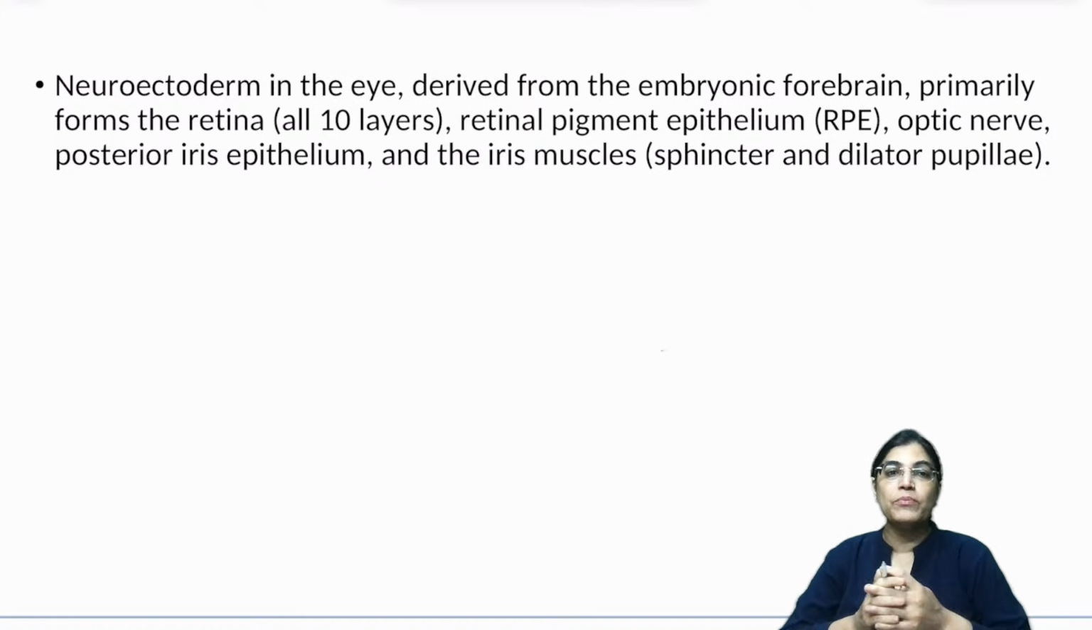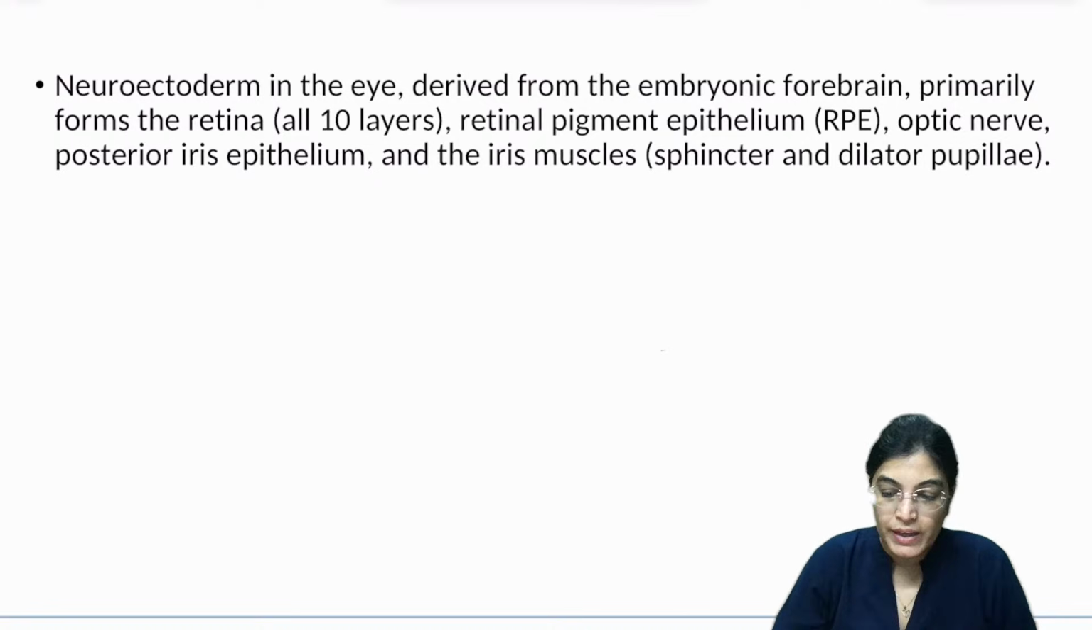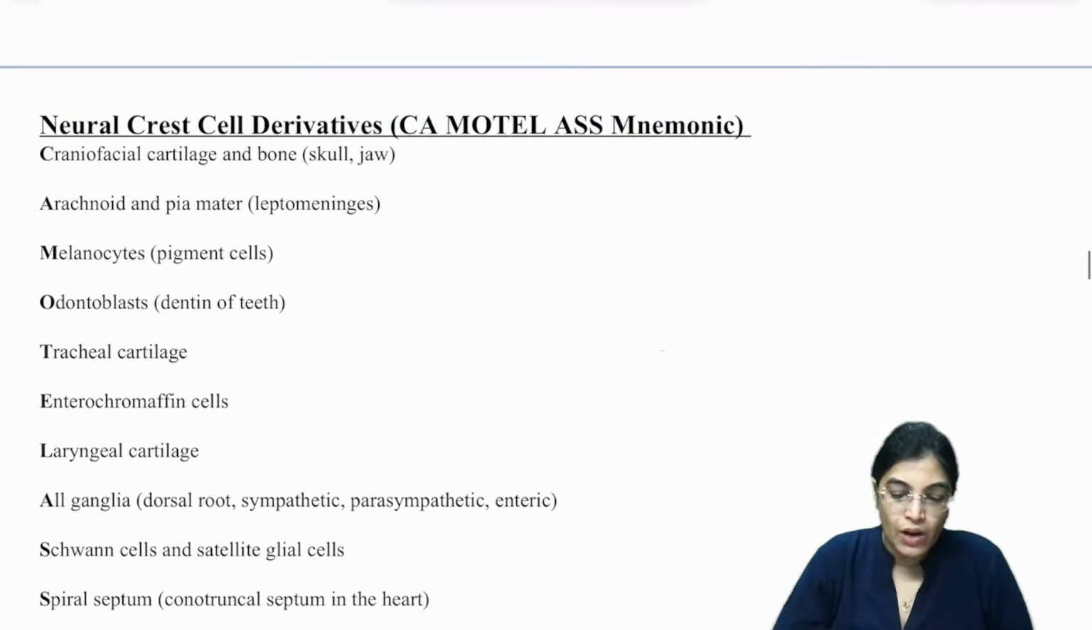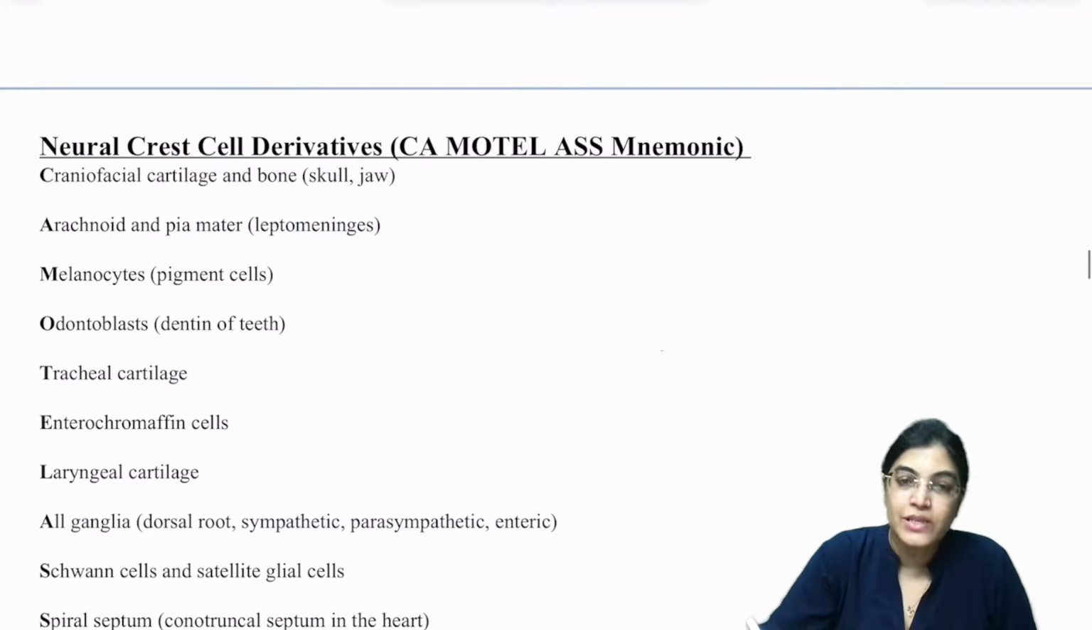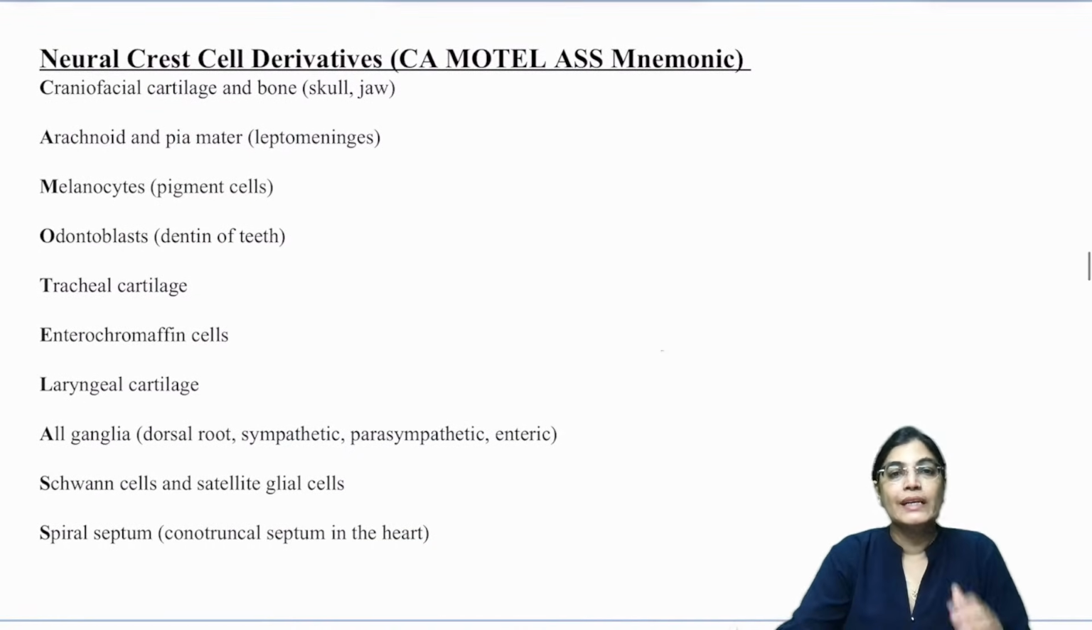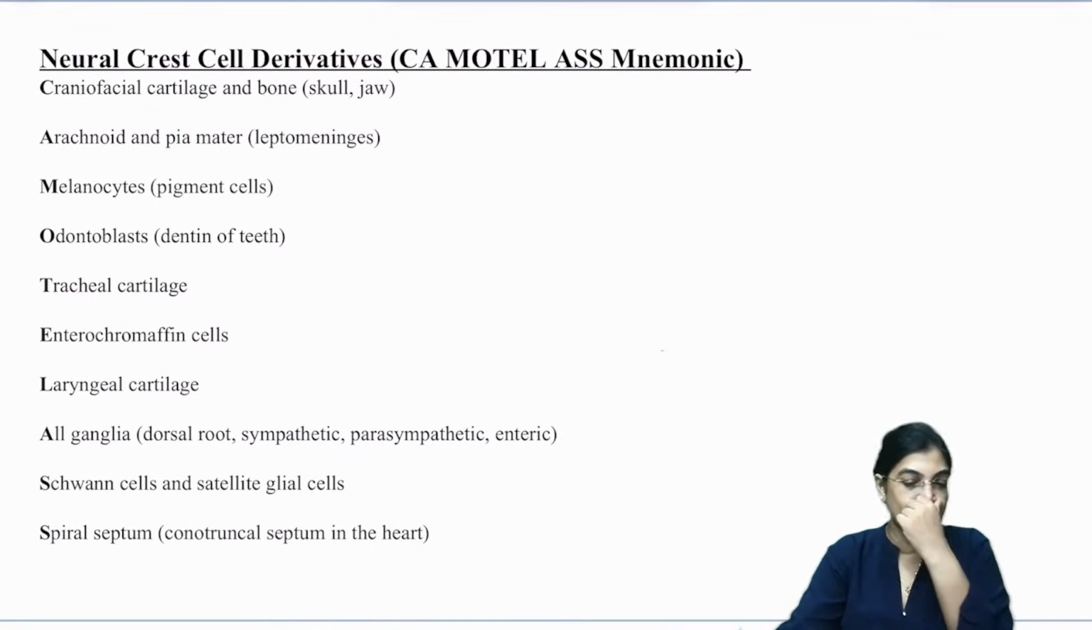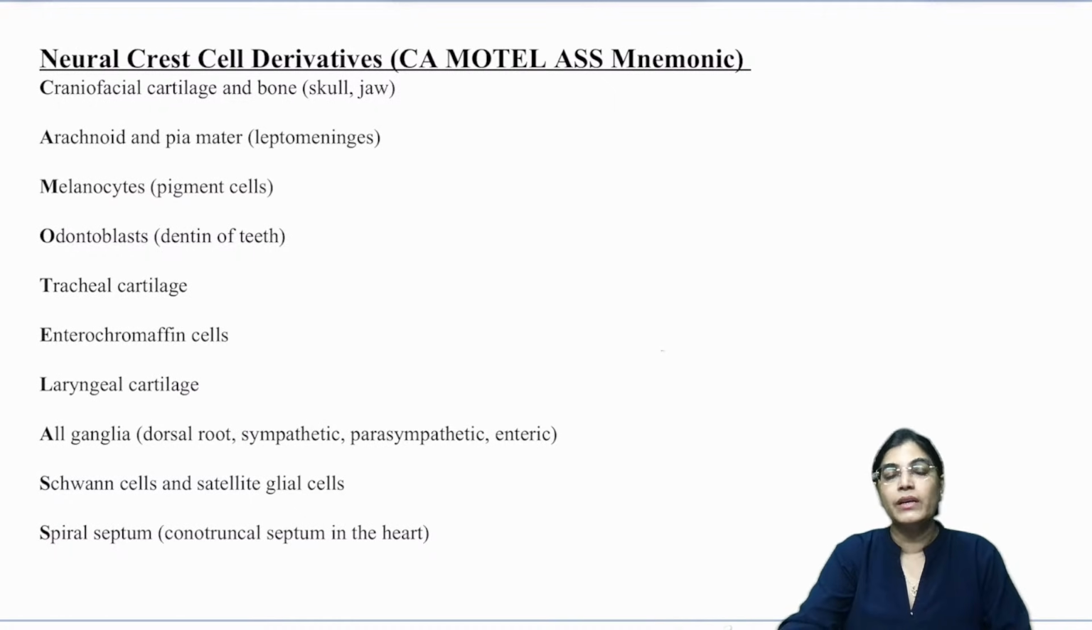So these are primarily forming the retinal layers, retinal pigment layers, optic nerve, the posterior iris epithelium, and also the iris muscles, that is the sphincter pupillae and dilator pupillae. Now, for your examination, I also want you to know about neural crest derivatives. Neural crest is considered the fourth germ layer.